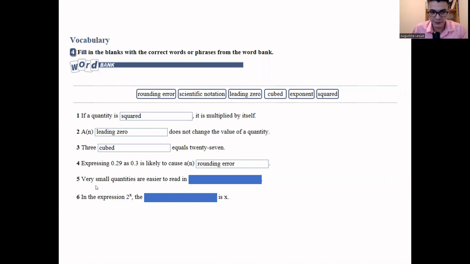For the fifth one, very small quantities are easier to read in scientific notation. So we talked about that in the warm-up. The last one, in the expression 2^x, the exponent is x. So 2 to the power of x, we call this x the exponent, okay? Those are the answers. Now we're moving on to the next segment.